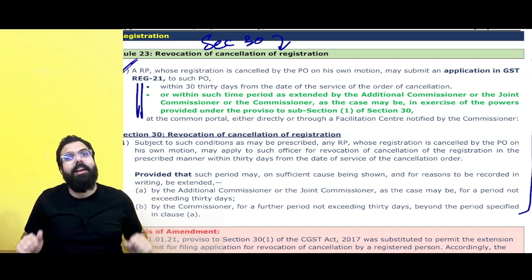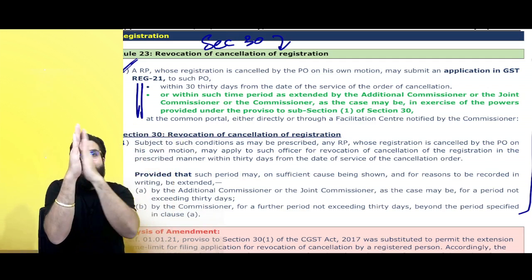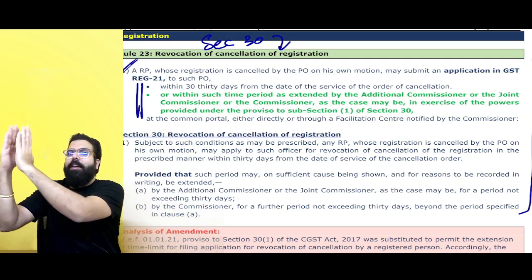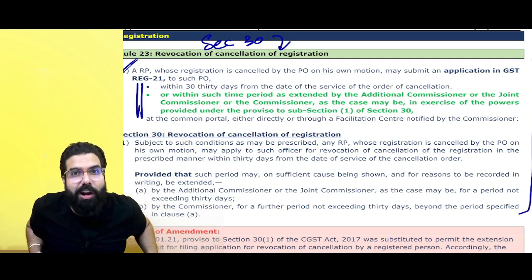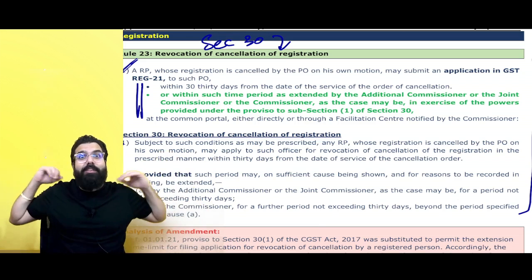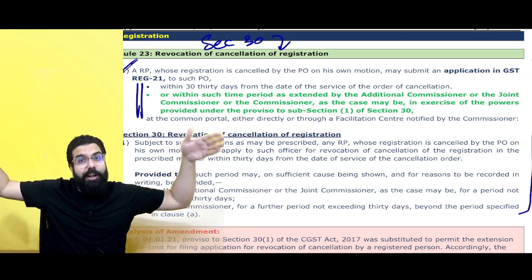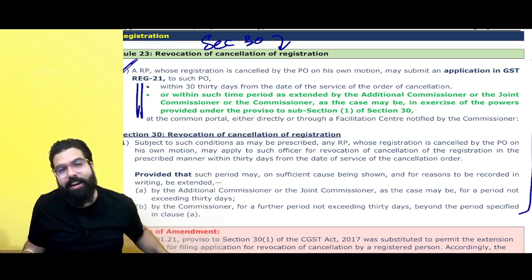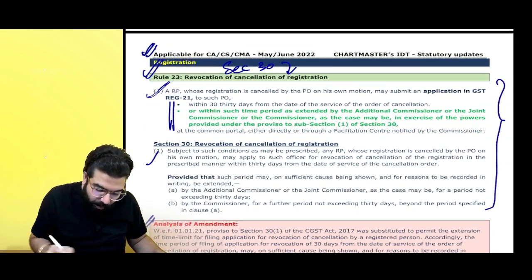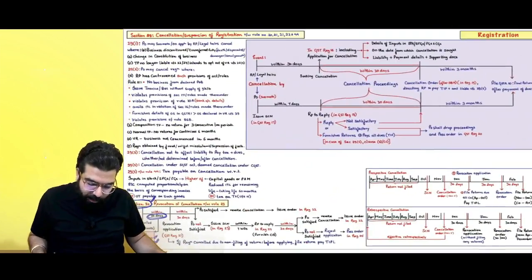Sir, how much time can they allow? Generally, you can apply within 30 days. Additional commissioner or joint commissioner can allow a further 30 days. And if the commissioner wants, the commissioner can also allow a further 30 days. So you actually have 30 days, 30 days, 30 days, 90 days, provided the extended time period has been allowed to you. Now, for this, the amended chart I have also put below.